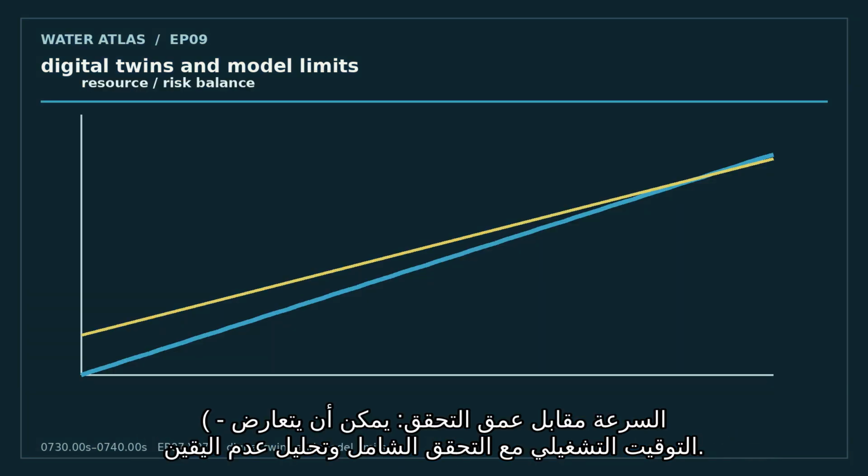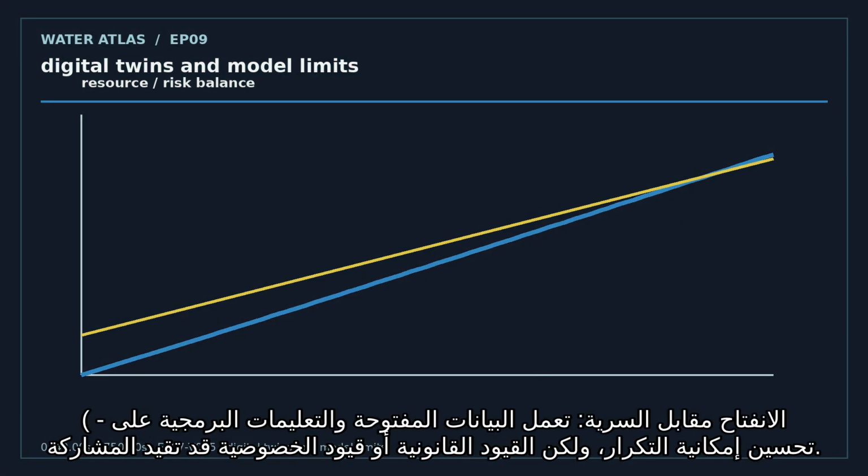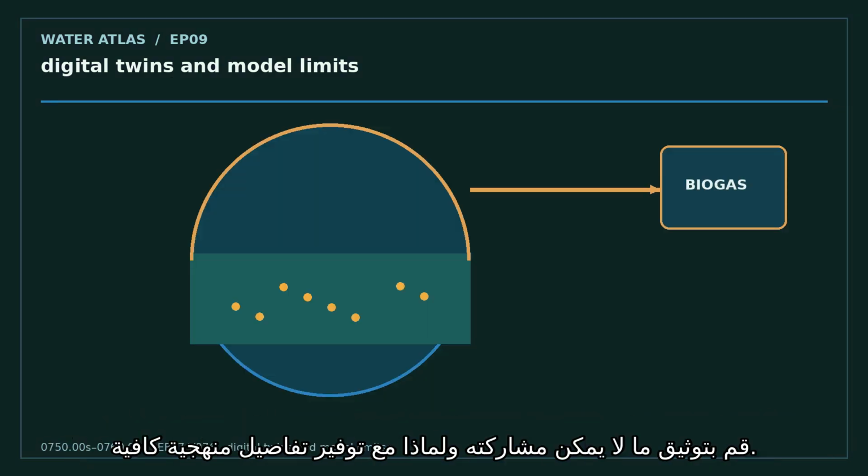Speed versus validation depth. Operational timeliness can conflict with comprehensive validation and uncertainty analysis. Validation depth should reflect operational risk and intended use. Openness versus confidentiality. Open data and code improve reproducibility, but legal or privacy constraints may restrict sharing. Document what cannot be shared and why, while providing sufficient methodological detail.